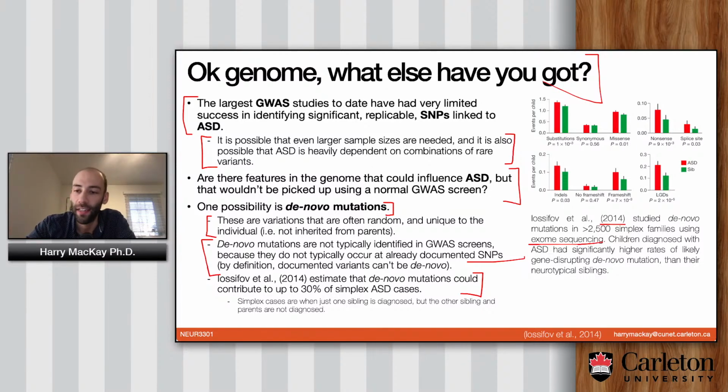So what they find is that the rate of mutation events in ASD children, the red bars are ASD, are oftentimes significantly higher than those in their non-ASD siblings. These are simplex families, so the ASD case is kind of unique. The p-value for this comparison, or the statistical significance, is given here.